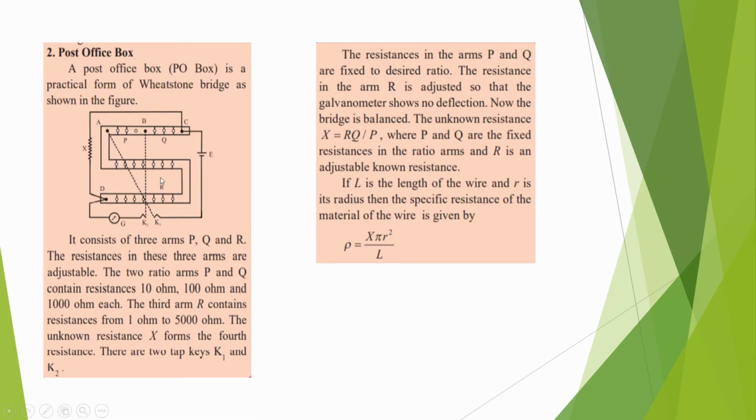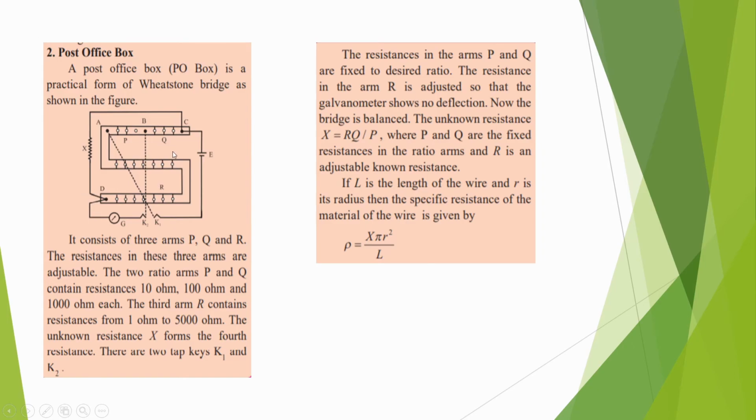Then let us see the next explanation. That is the next point, the explanation for the post office box. This is the simple diagram for the post office box. The post office box is a practical form of Wheatstone's bridge. We already discussed Wheatstone's bridge, so we know that there are four resistances which have to be balanced. This is also a Wheatstone's bridge, but a practical form of it.